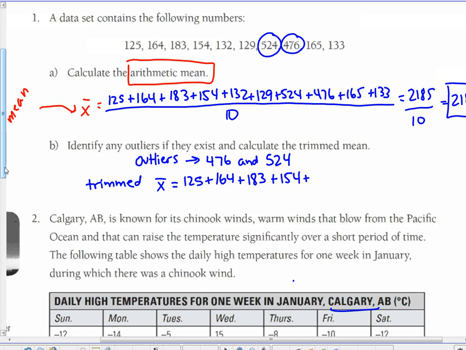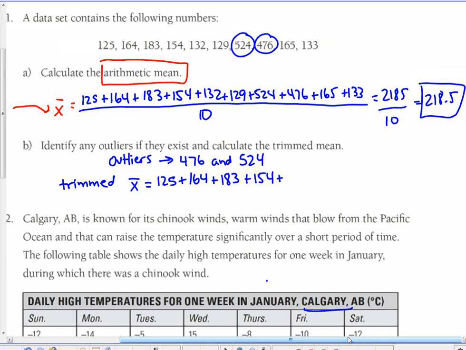Now, one thing you could do instead of adding them all together is we have our total up here. We could just subtract off those two numbers. That's what you did. Yeah, and that's a lot faster. So instead of adding all these numbers together, 154, 132, 129, 470, 165, and 133 divided by 8.